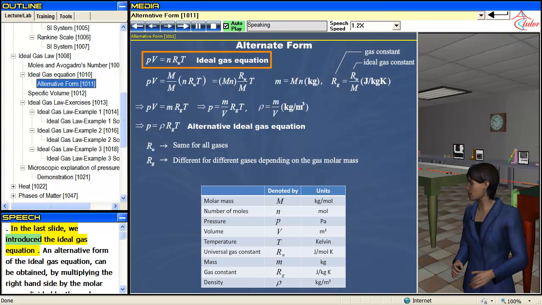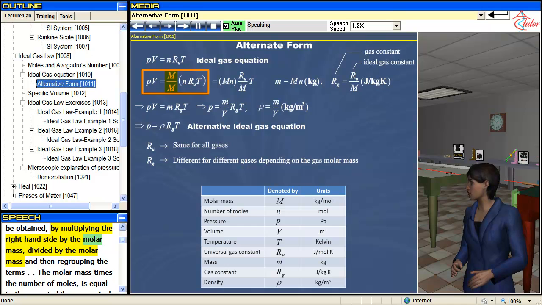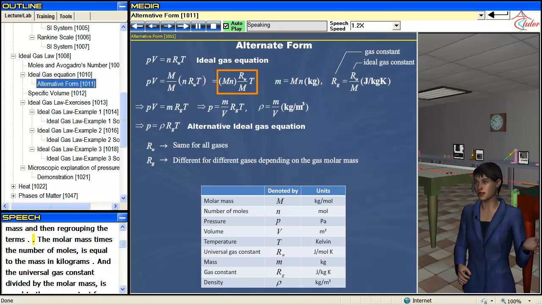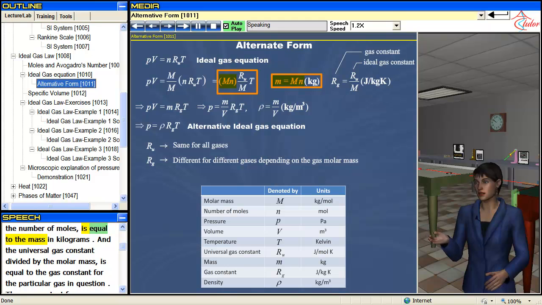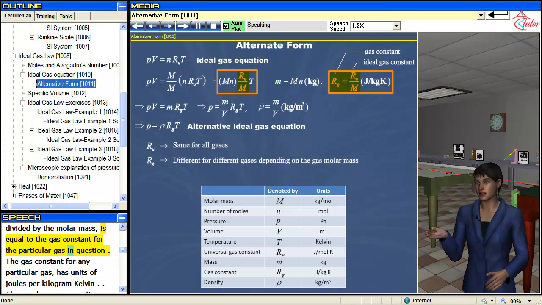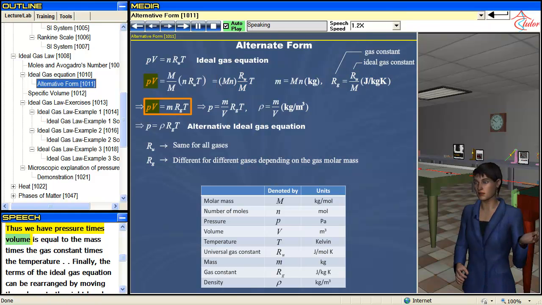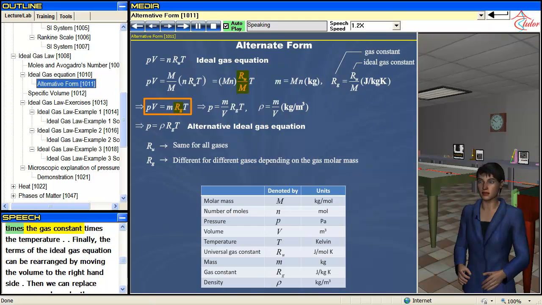In the last slide, we introduced the ideal gas equation. An alternative form of the ideal gas equation can be obtained by multiplying the right-hand side by the molar mass, divided by the molar mass, and then regrouping the terms. The molar mass times the number of moles is equal to the mass in kilograms, and the universal gas constant divided by the molar mass is equal to the gas constant for the particular gas in question. The gas constant for any particular gas has units of joules per kilogram Kelvin. Thus we have pressure times volume is equal to the mass times the gas constant times the temperature.